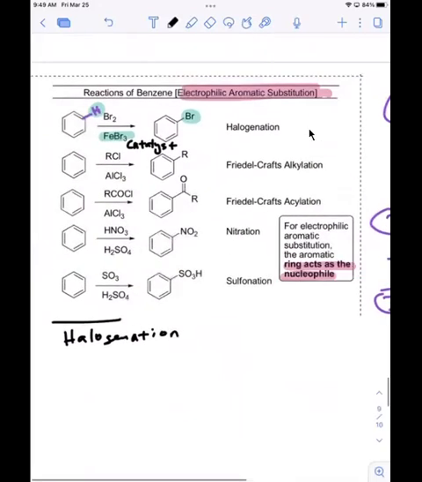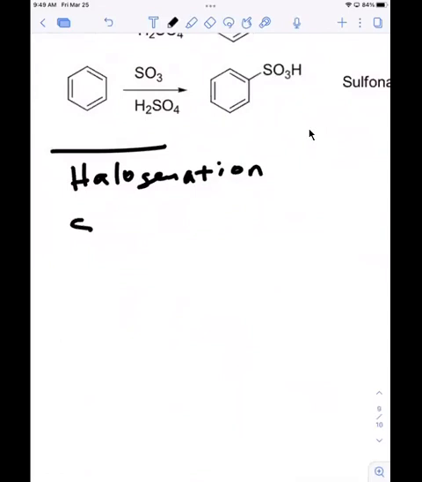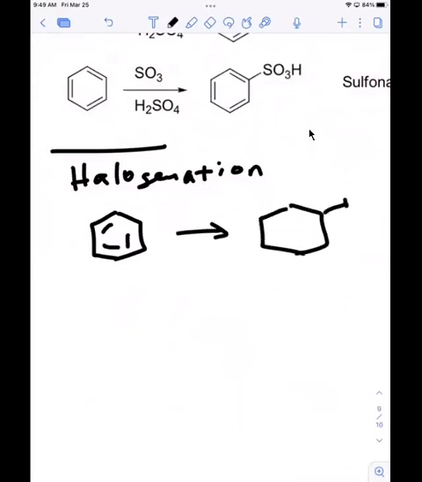So this first reaction is halogenation. The first step, so let me just rewrite it. We've got this going to this. And we use Br2 and iron bromide, iron(III) bromide. Right, so the first step is preparation of the electrophile.